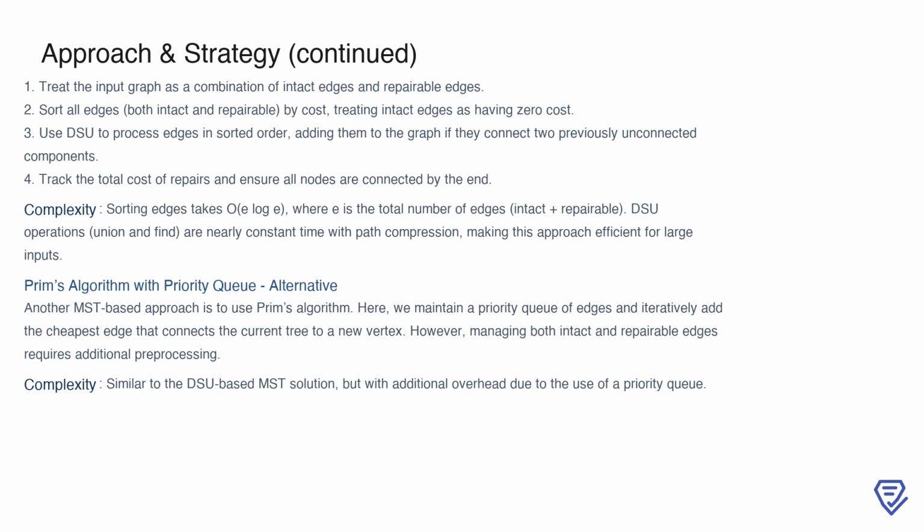The computational efficiency of this approach comes from the fact that sorting the edges takes E log E time, and DSU operations like union and find are nearly constant time due to path compression. An alternative strategy could involve using Prim's algorithm with a priority queue, which is another MST-based method. Here, we iteratively expand the tree by adding the cheapest edge connected to it.